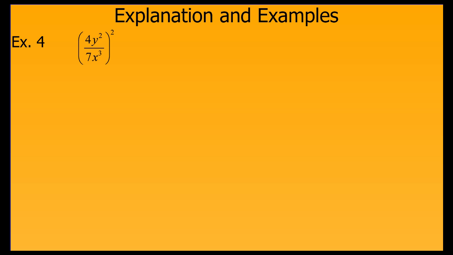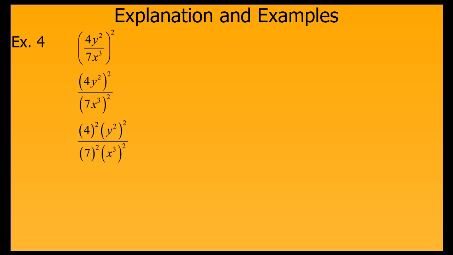Let's try example 4. My power of a quotient property allows me to rewrite this as the numerator 4y to the 2nd raised to the 2nd power, and my denominator 7x to the 3rd, that whole quantity raised to the 2nd power. Note that those are entire quantities in the numerator and denominator being raised to that 2nd power.